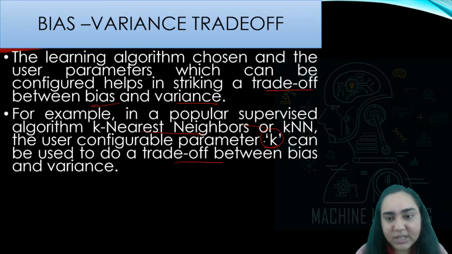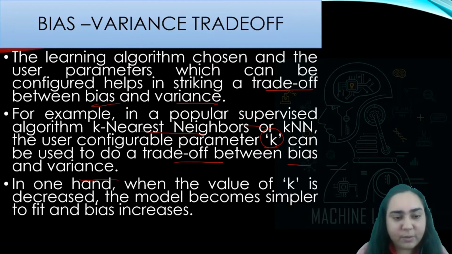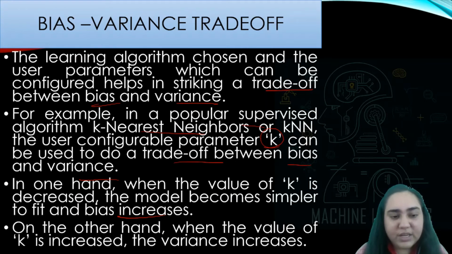So select a K in such a way that the bias and variance are not affecting your algorithm performance much. On one hand, when the value of K is decreased, the model becomes simpler to fit and the bias increases. And if you increase the value of K, then the variance increases.